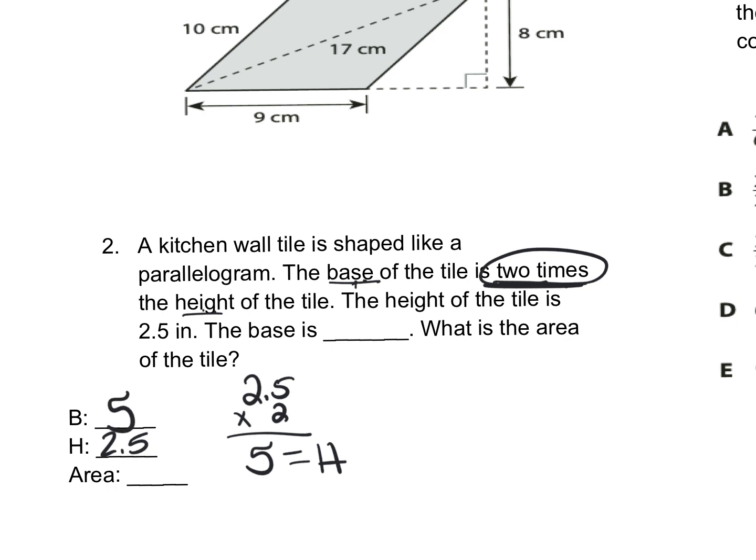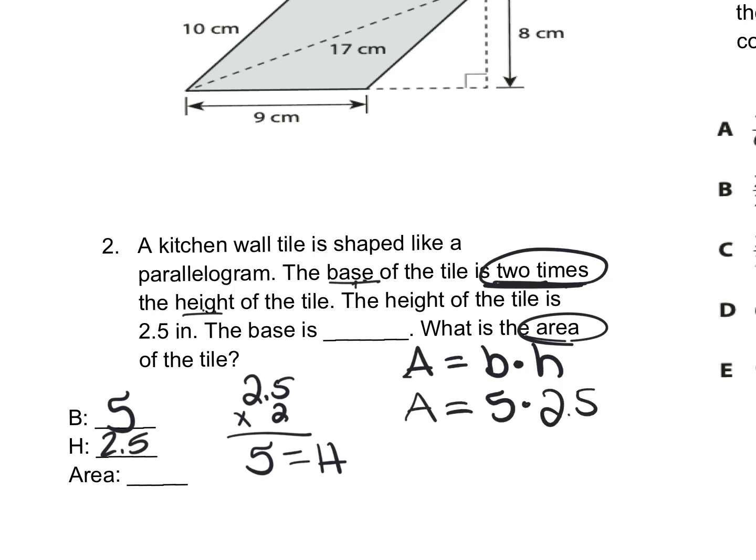So now I say area equals base times height. Again, I'm looking for the area. So I'm going to say area equals, my base is 5 and my height is 2.5. And now I'm going to say 5 times 2.5 gives me 12.5. 12.5 inches squared.